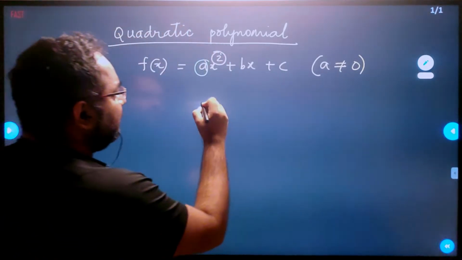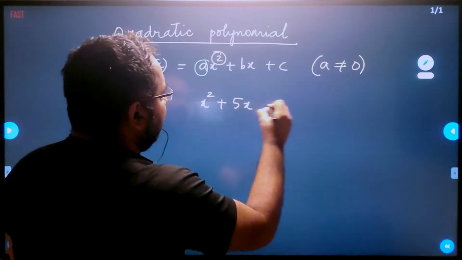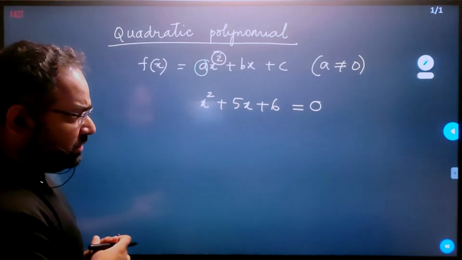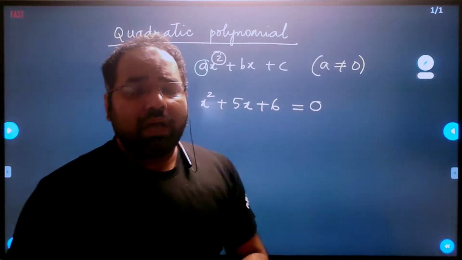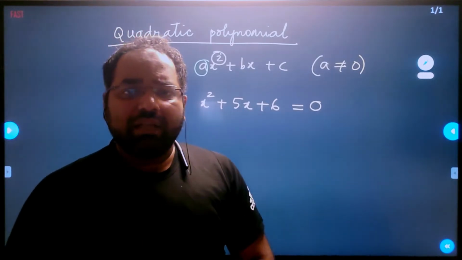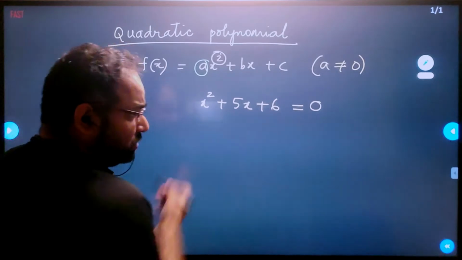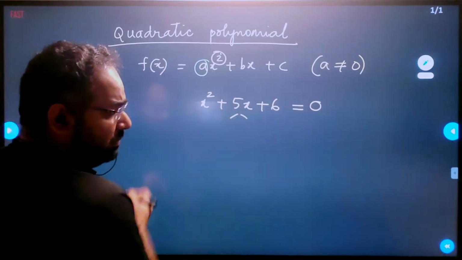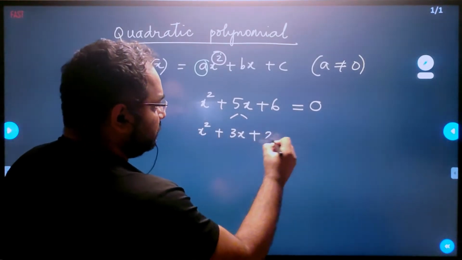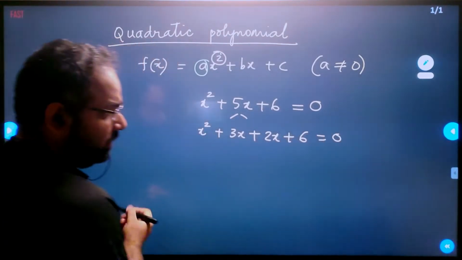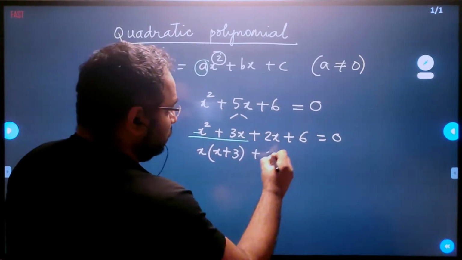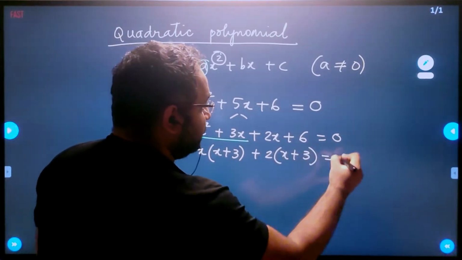For example, if I take a quadratic equation like this, x square plus 5x plus 6, and if I make it an equation by equating it to 0, and if I ask you, can you tell me how many values of x can this equation satisfy? You're going to tell me that the answer is 2, because when you have to solve this quadratic equation, what will you do? You will split the middle term. When you split the middle term, you're going to get x square plus 3x plus 2x plus 6 equal to 0. I'm going to combine these two. So I'm going to get x into x plus 3 plus 2 into x plus 3 is equal to 0.